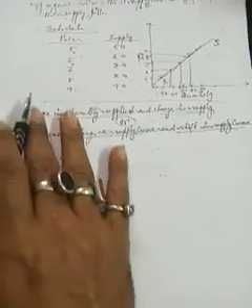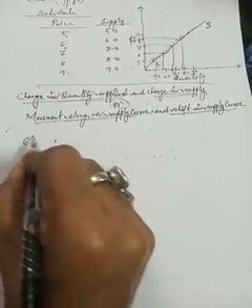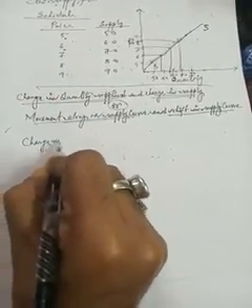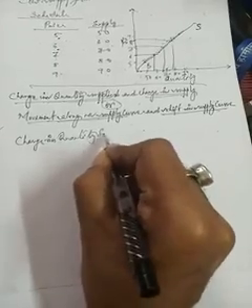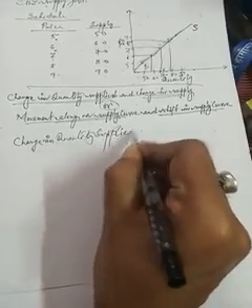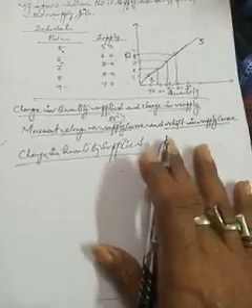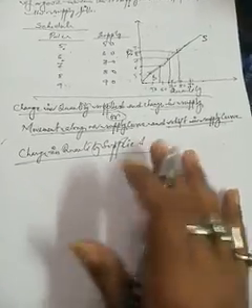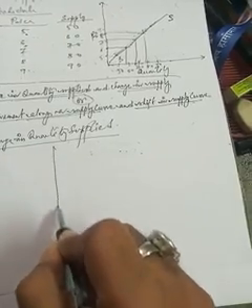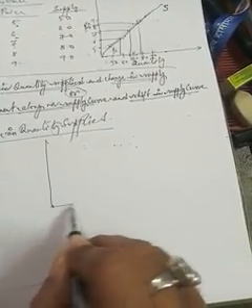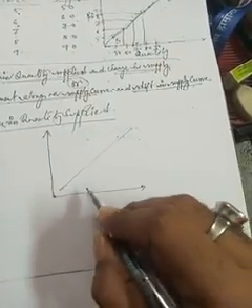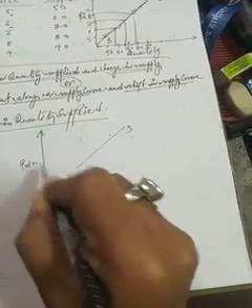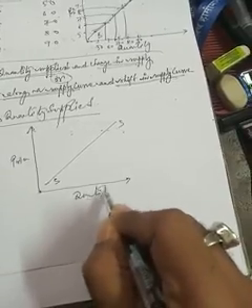Change in quantity supplied. What is change in quantity supplied? Change in quantity supplied means change along the supply curve, or movement along the supply curve. Suppose this is a supply curve. I am taking price on the vertical axis and quantity on the horizontal axis.